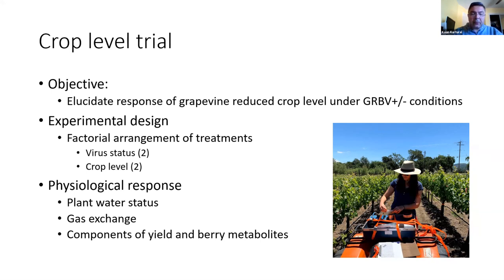The trial was arranged factorially. We had virus status, plus or minus, and crop level on a 6-foot spacing. We either kept 45 clusters or we kept 15 clusters. We reduced the cropping level by 2/3 to get the response from the plant. And we measured the physiological response from plant water status, gas exchange, components of yield, and fruit and berry metabolites to assess if this carbon translocation or sugar transport impairment can be overcome by reducing the crop level.